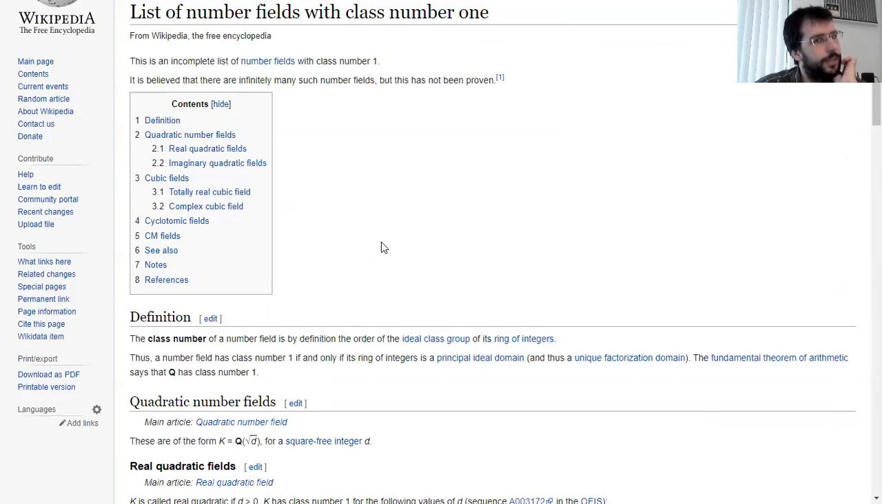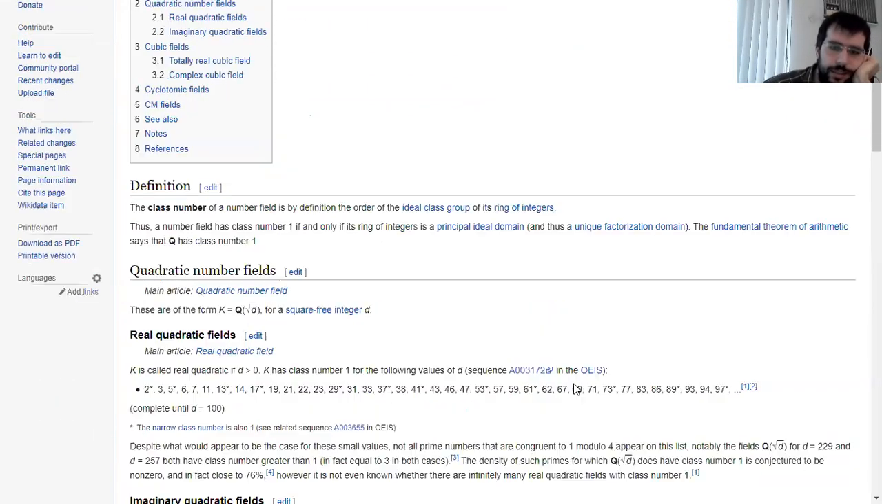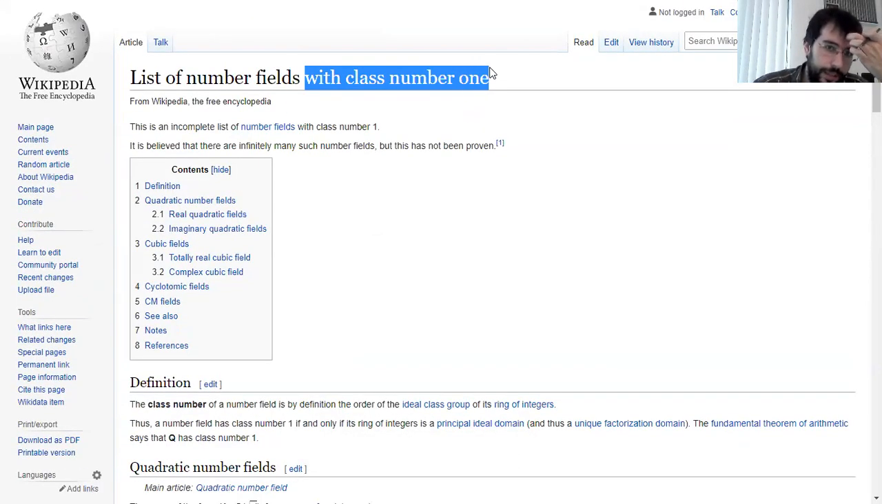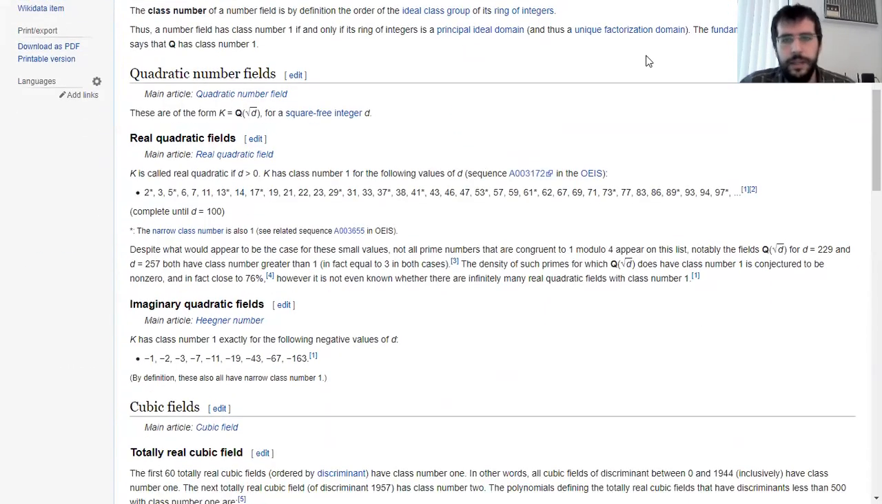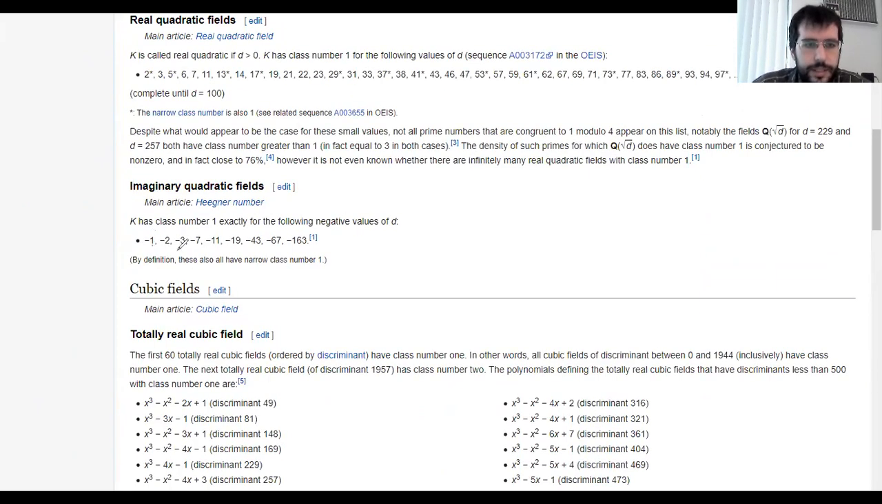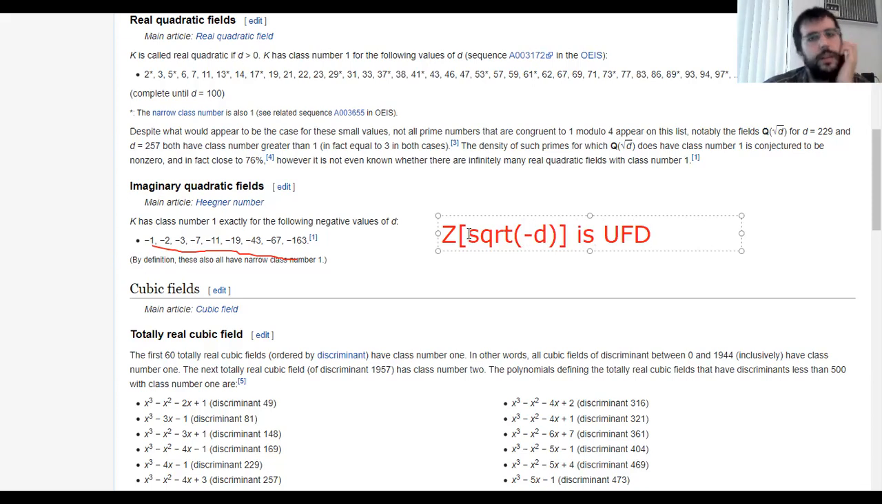So if you look, for example, at this Wikipedia page, Wikipedia has a problem that it's always very sophisticated, but class number one means we're talking about a UFD. So if you look at this silly looking list, this is telling us when this stuff is a UFD, more or less. I'm slightly lying here, but I'm not going to get into that. So when D, well, I guess it says negative one.